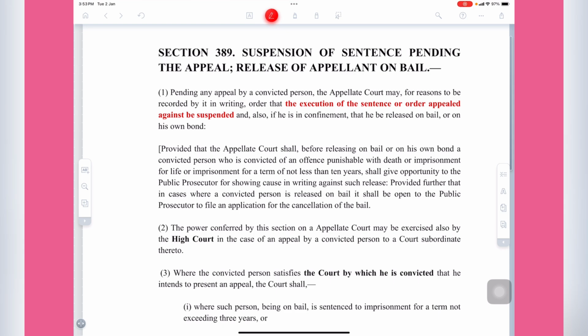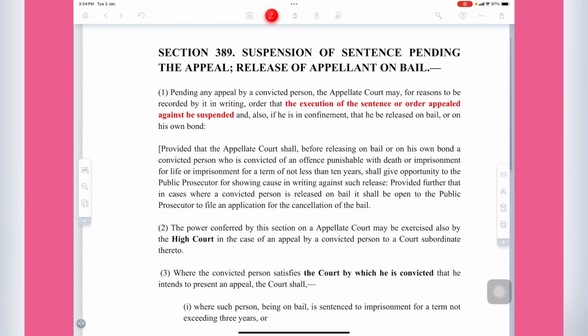Section 389 subsection 1 provides the power of the appellate court in respect of suspension of sentence. Now see, the word may is used. It is not mandatory for the appellate court to suspend the sentence in all cases. For reasons to be recorded in writing, it may order that the execution of the sentence or order appealed against be suspended. And if he is in jail, he can be released on bail. Or if he is already on bail, he can be directed to continue on bail by accepting the bail bond. These are the powers of the appellate court.